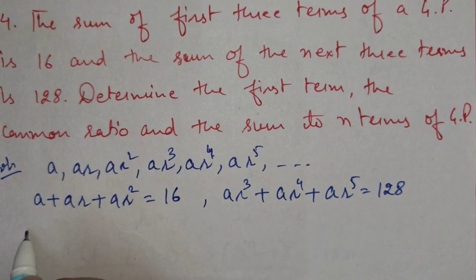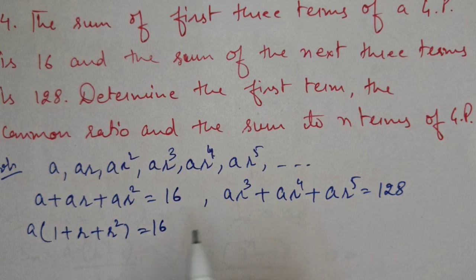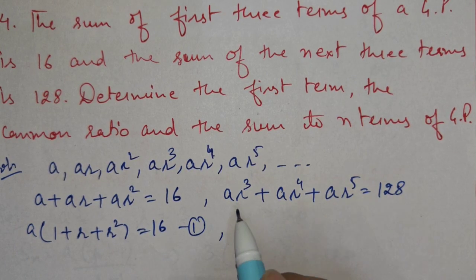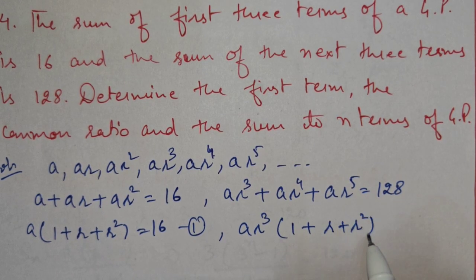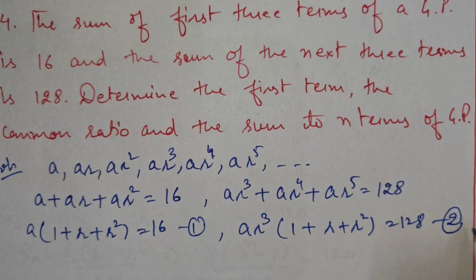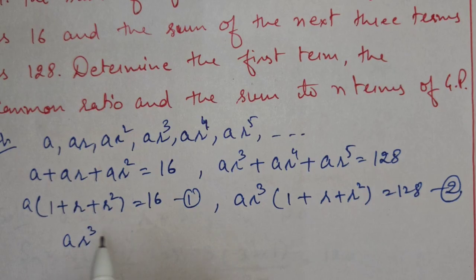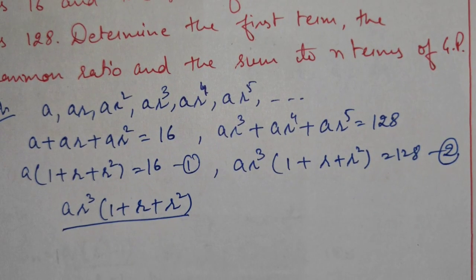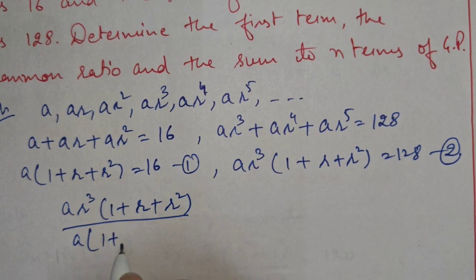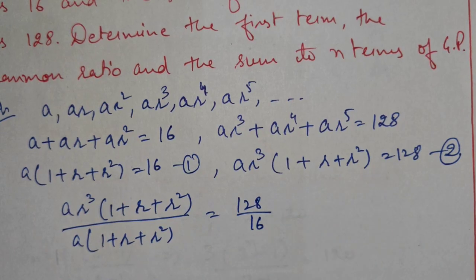Now taking a common, we have a into 1 plus r plus r square is equals to 16. Let this be equation number 1. यहाँ से हम ar क्यूब कॉमन लेंगे, इन साइड वी हैव 1 plus r plus r square is 128. Let this be equation number 2. Now dividing second by 1, we get ar cube into 1 plus r plus r square upon a into 1 plus r plus r square is 128 upon 16.